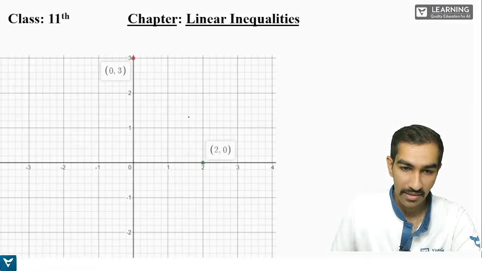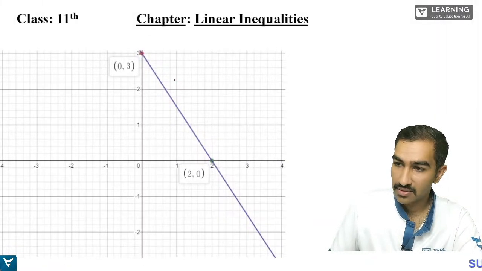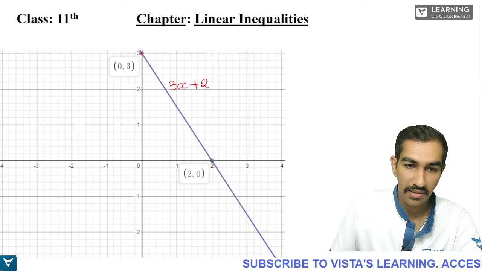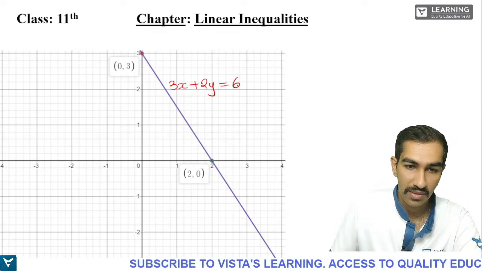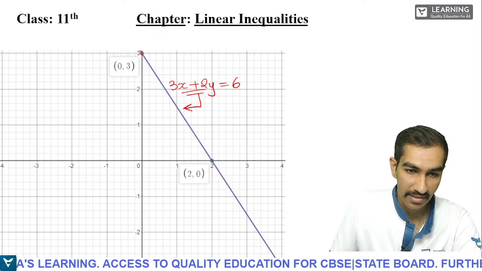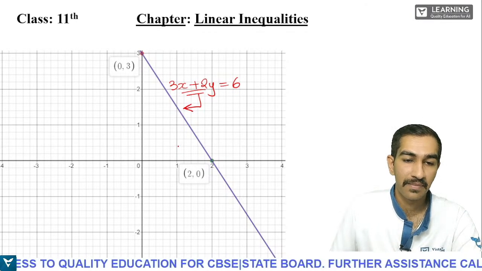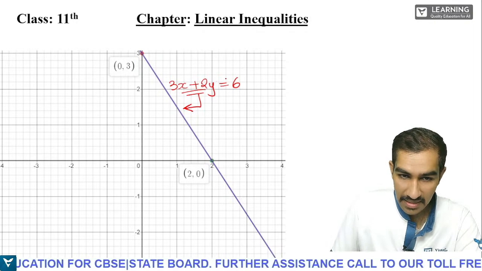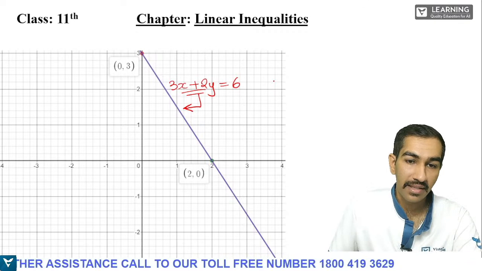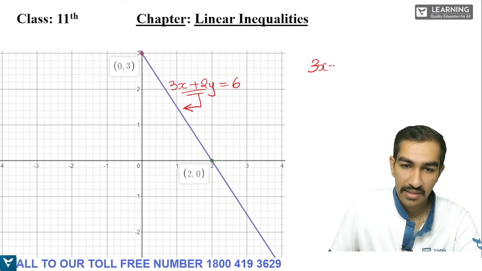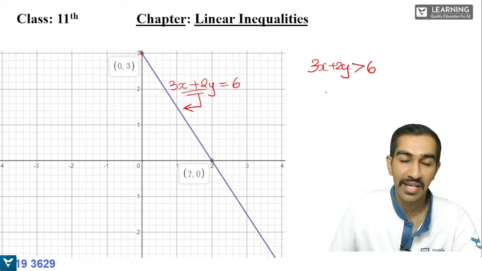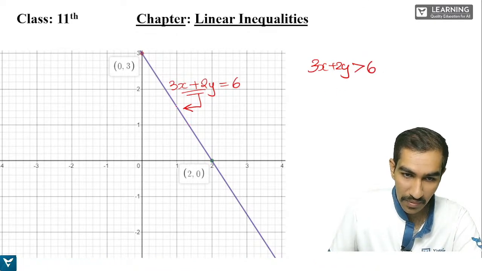So here we'll write 3x plus 2y equals 6. This is the equation of this line. Understood? But we have written equal to 6, right? What was given in the question? In the question it was given 3x plus 2y greater than 6. Now see this. This line is 3x plus 2y is equal to 6.